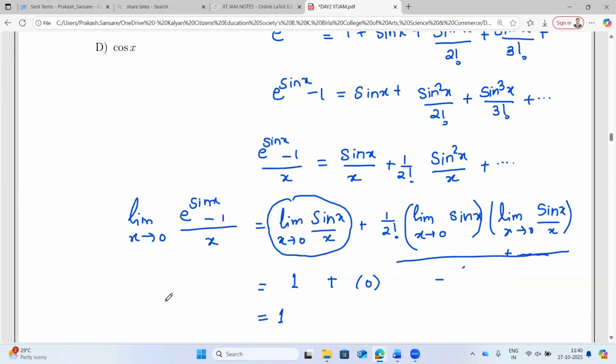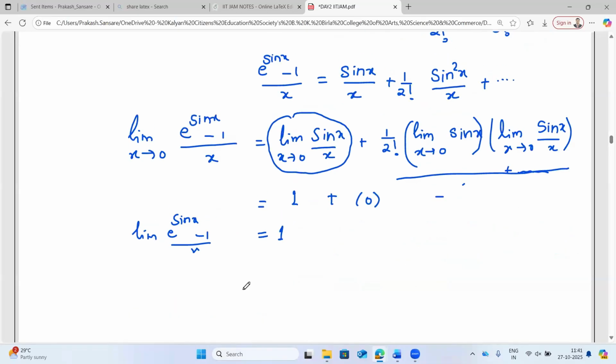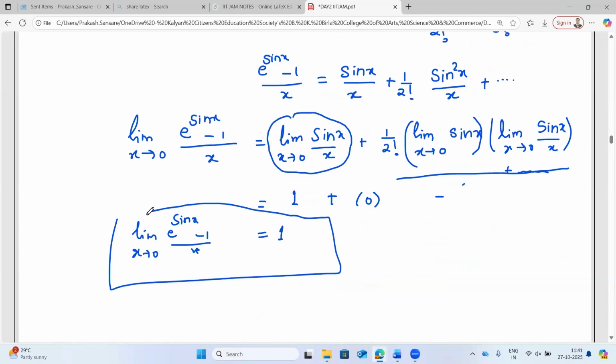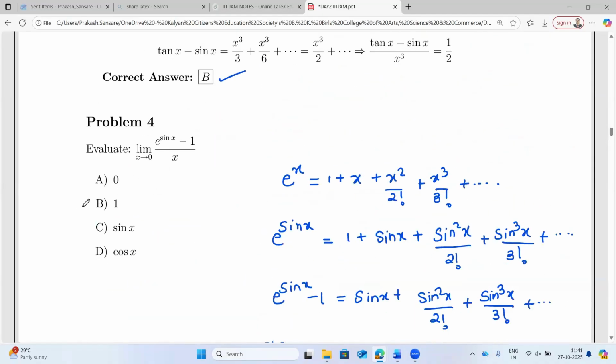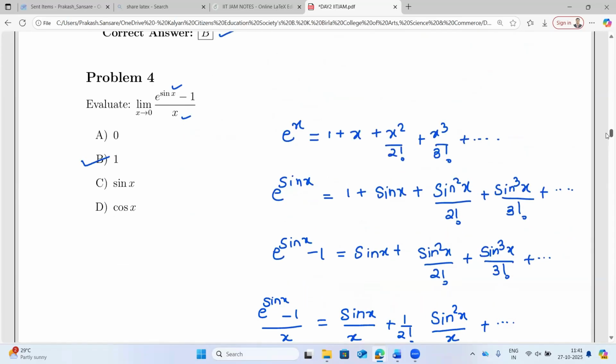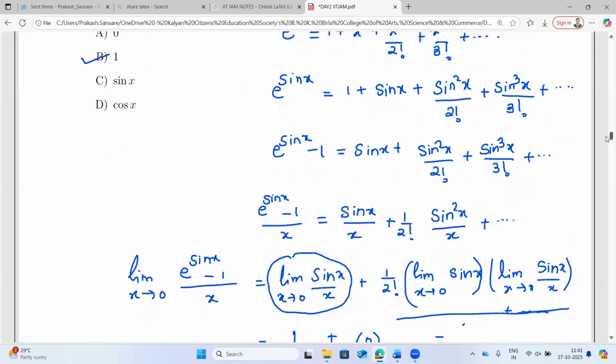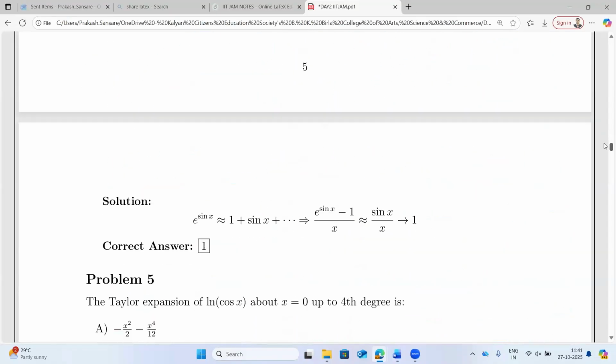So the limit of (e power sin x minus 1) upon x as x approaches 0 will be 1. Maybe whoever answered did so by mistakenly observing it as e^x, but it turned out to be the correct answer. So it is 1, for sin x. Is it okay? Yes, sir.